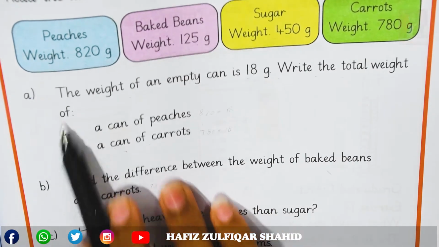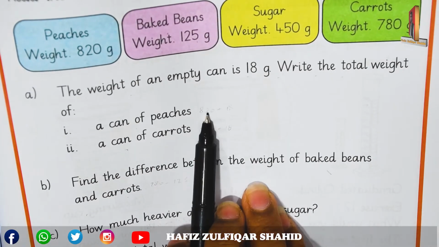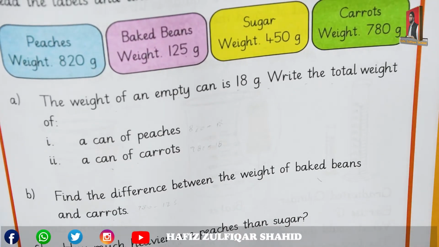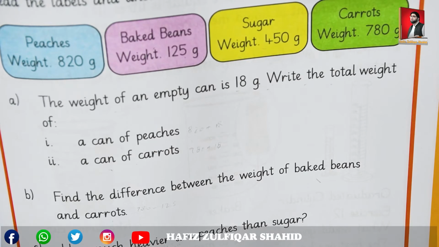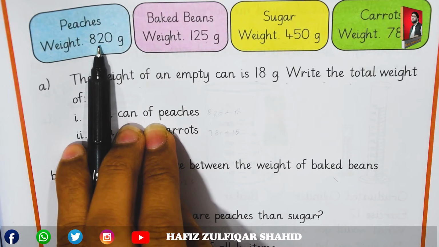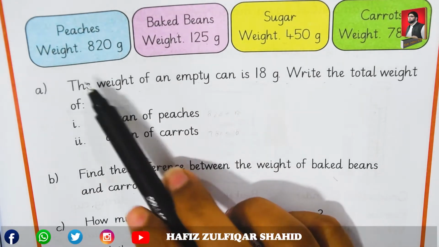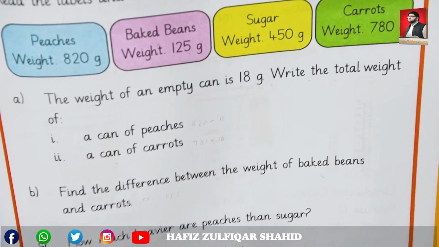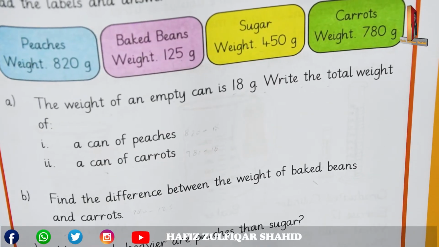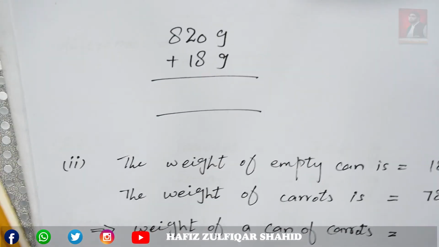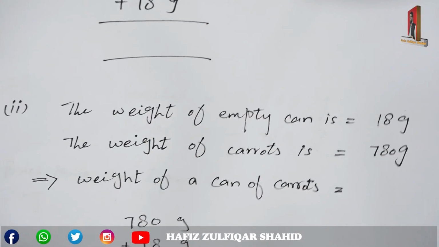Write the total weight of a can of peaches. Secondly, a can of carrots. Now we know that peaches has weight 820 gram, but when we put them in a can, what will be the weight in total? Let's find out. If we add the weight of empty can with peaches, we will surely find out the total weight of can with peaches.